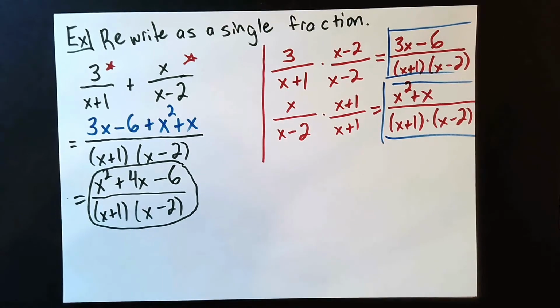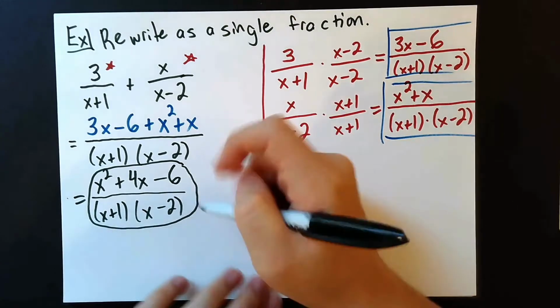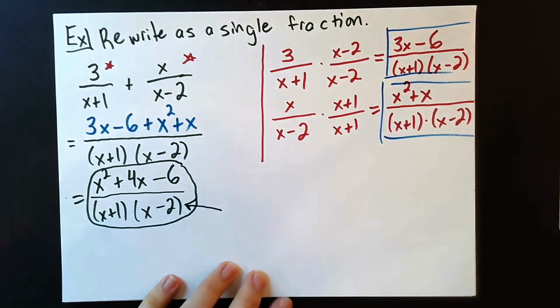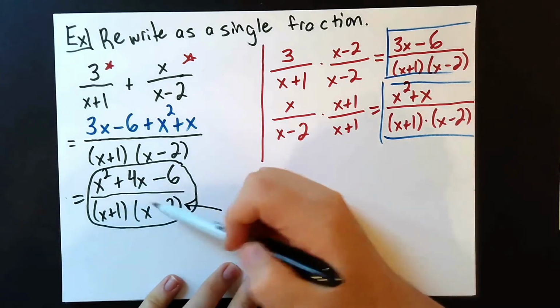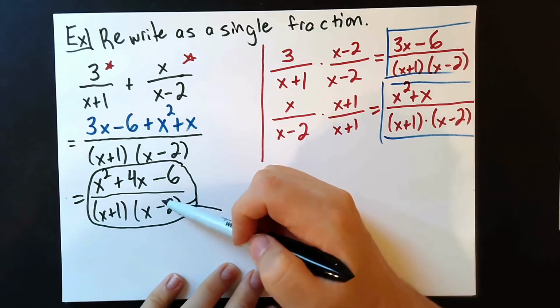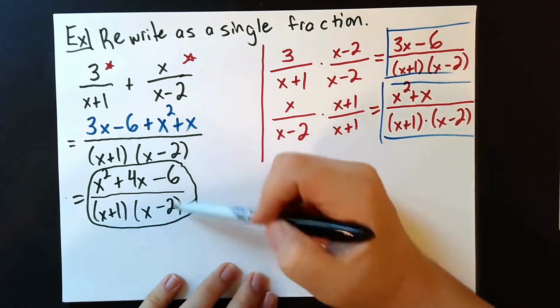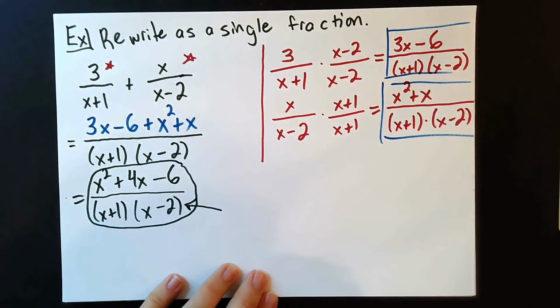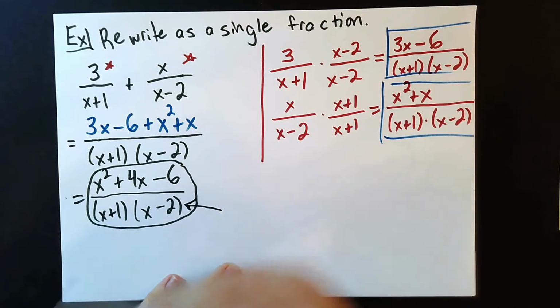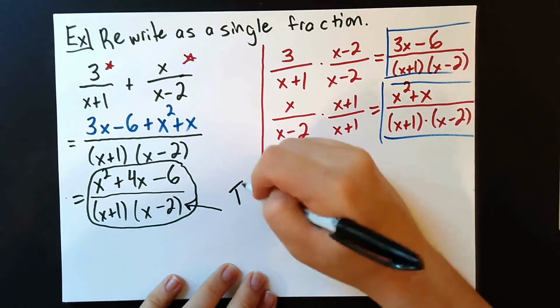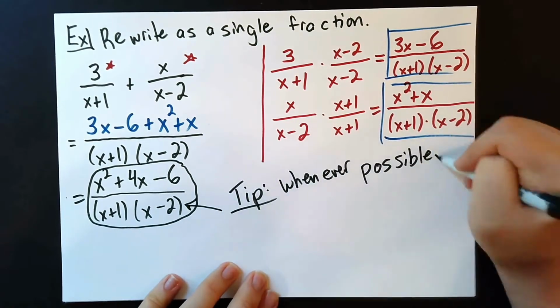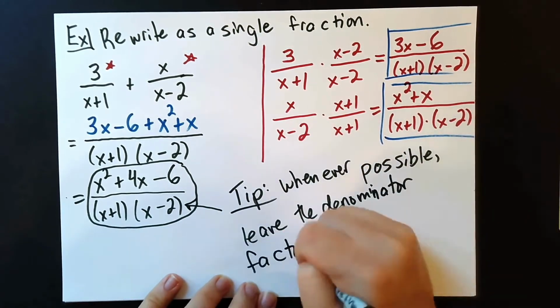In particular, one thing you might notice is I left the denominator here factored. I did not multiply it out. For everything we do in this class, it will be better to have the denominator factored than multiplied out. So it's fine to give an answer where the denominator is multiplied out, but usually you're creating more work for yourself. So here's my tip. Whenever possible, leave the denominator factored.